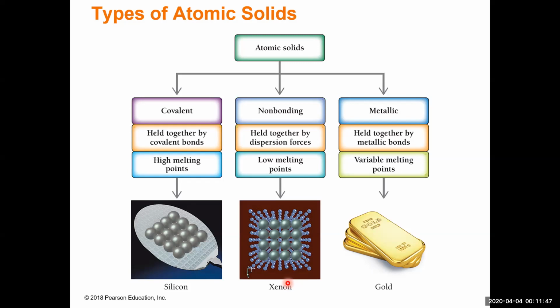So the atoms are not covalently bonded to each other. They're just held together by dispersion forces. And these non-bonding atomic solids will have low melting points. And then lastly, we have metallic atomic solids, which are held together by metallic bonds. And these will have variable melting points. So for example, gold is a metallic atomic solid made up of only gold atoms.